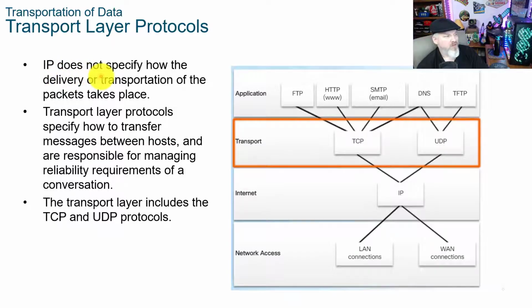IP does not specify how the delivery of transportation of the packets takes place. The transport layer protocols specify how to transfer messages between hosts, and they're responsible for managing reliability requirements of a conversation. And the transport layer includes the TCP and UDP protocols.